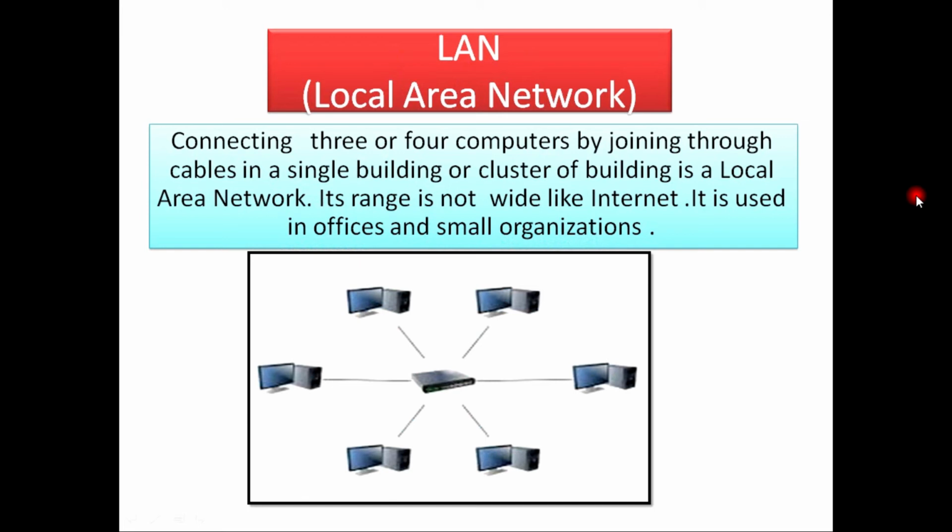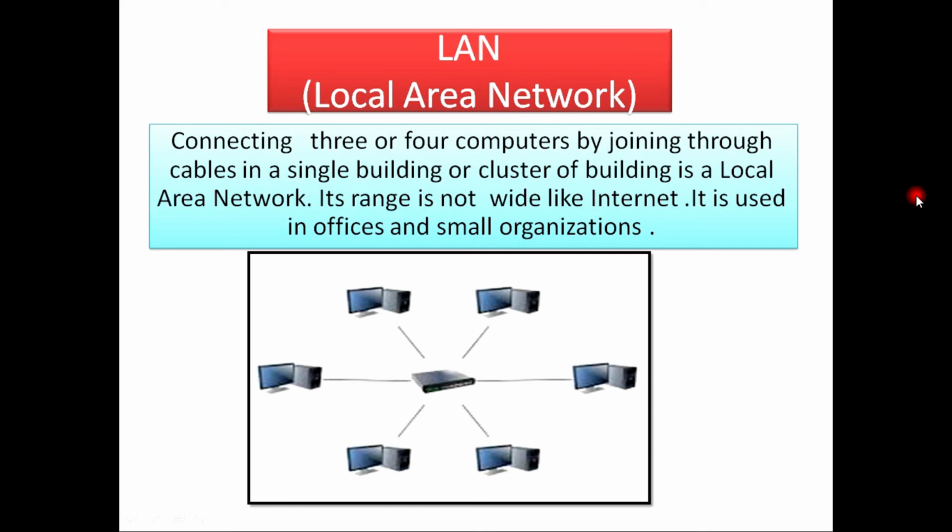The next thing is LAN. As I told you, LAN is a small area network. It's a local area network connecting 3 or 4 computers by joining them through cables. You can add more computers as well in a single building or a cluster of buildings. That means if 3 or 4 buildings are joined with each other with the same wall, that is called a cluster of buildings. It is a local area network. Its range is not wide like the internet because it's a smaller area network.